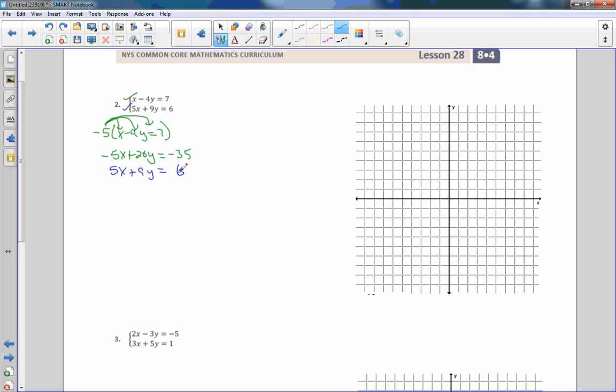So I plug in negative 1 and do either one of these. It doesn't matter. How about the first one? x minus 4 times negative 1 equals 7. x minus a negative 4, or plus 4, equals 7. Subtract 4 and x equals 3. Beautiful. I have the point over 3, down 1. My two lines should cross right there. So now I'm going to graph those two lines.